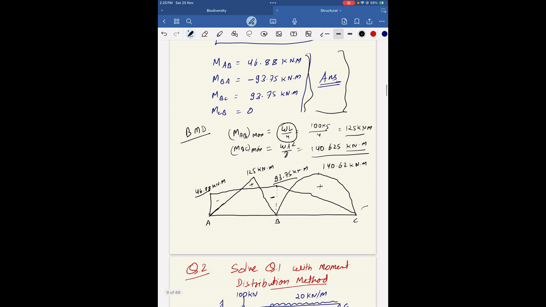When we draw the deflected shape of the beam, it comes out like this. The first part is negative, so it is like this, and the second is positive. At B the deflection is 0, so the deflected shape of the beam is like this.